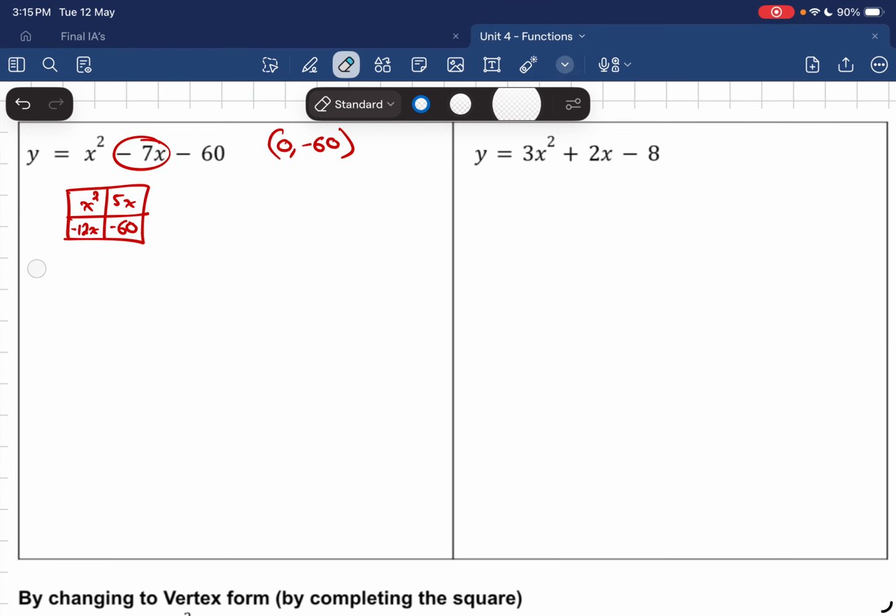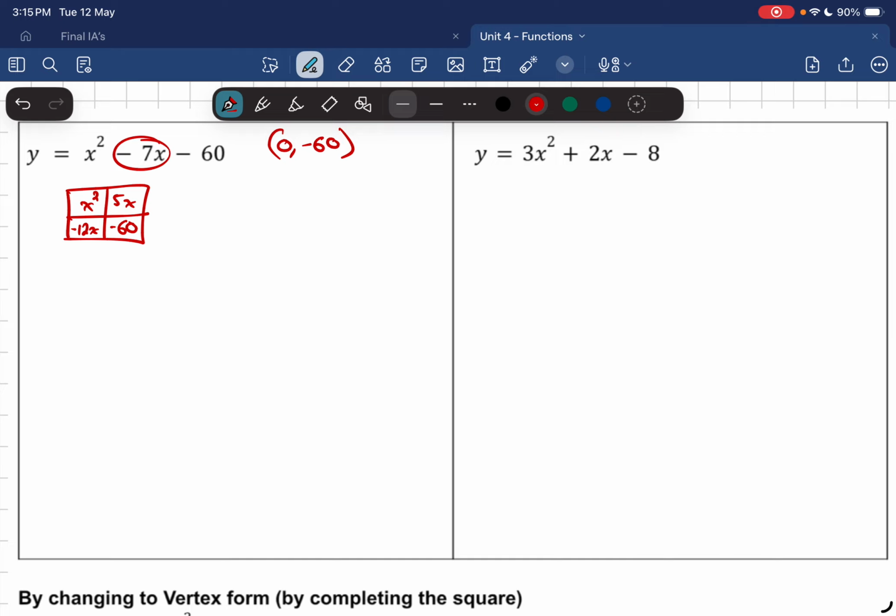With that taken care of, I can look at this first row and think, what can I factor out of x squared and 5x? Well, I can factor an x out. What's left over is an x and a 5. Now taking a look at my second row, I've got -12x and -60. What can I factor out there? Well, I could factor out a -12. What's left over in x? Good. And what's left over from my -60? Well, a 5 would be left over.